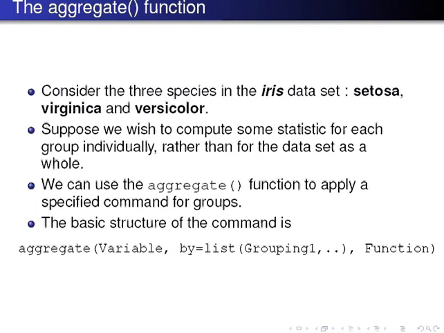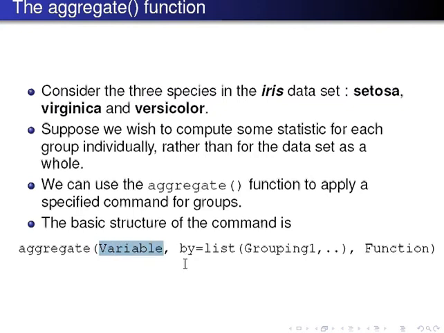So what we could do there is use the aggregate function to apply a specified command for each individual group. Now the basic structure is as follows. We have the command itself, aggregate. Here's the variable that we want to get some statistic of, for example, the mean of horsepower or something like that. So that's the variable.